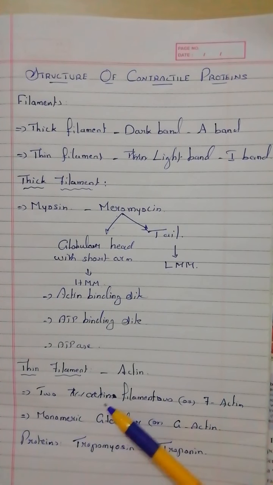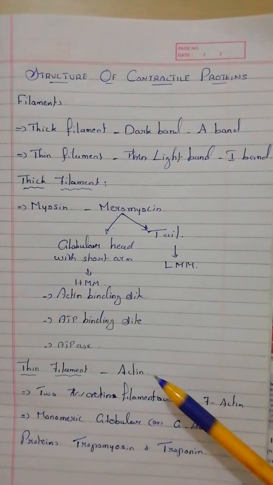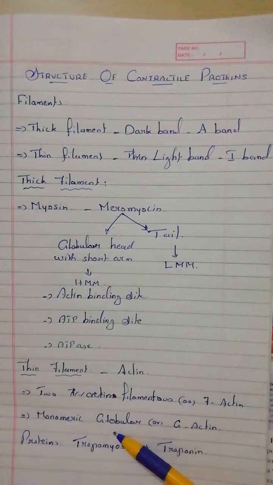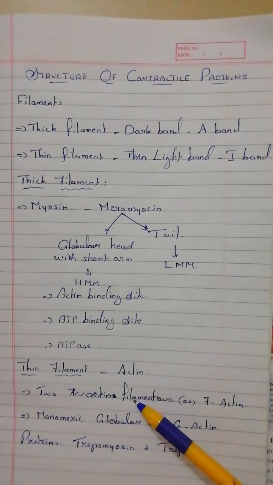Understood? So this thin filament actually consists of two helices. So these two filaments form a helix, or they are wound around each other, that we can say. So these two filaments are there, shortly mentioned as F filaments or F actin. Since it is actin, they mention it as F actin. So this F actin consists of monomeric units that are called globular or G actin. So this globular actin, or we can say G actin, right? So this major protein which is present in the thin filament is known as actin.